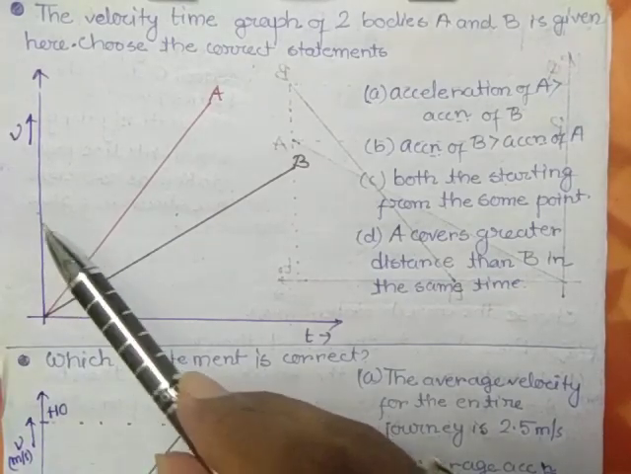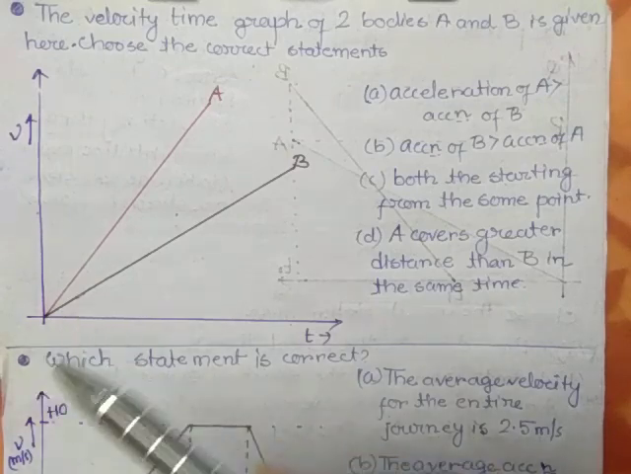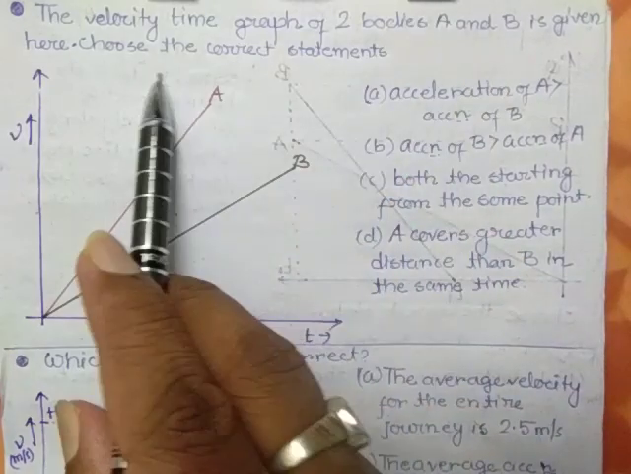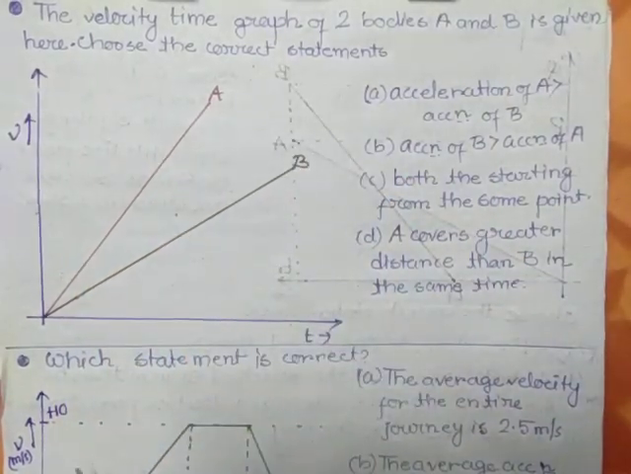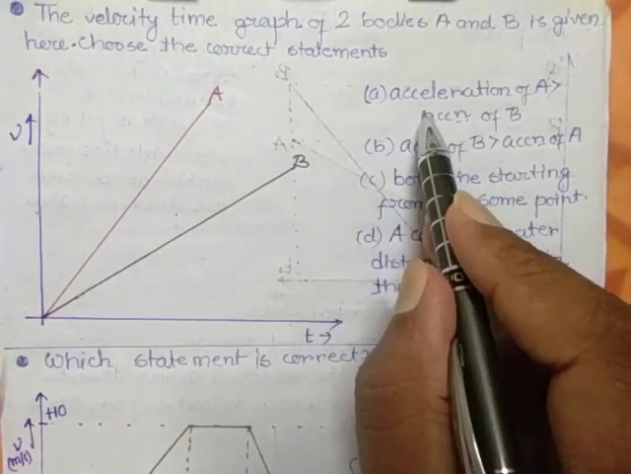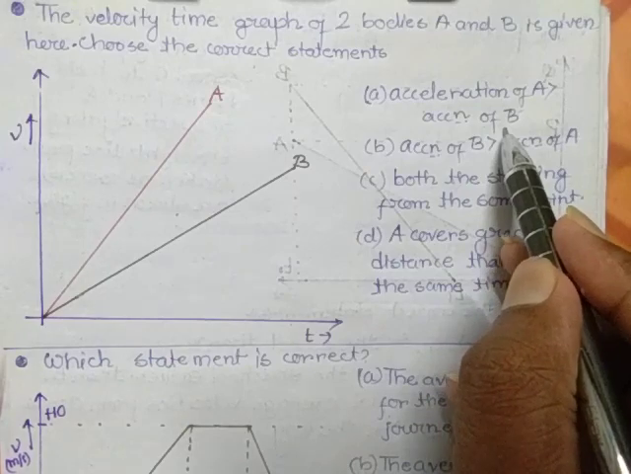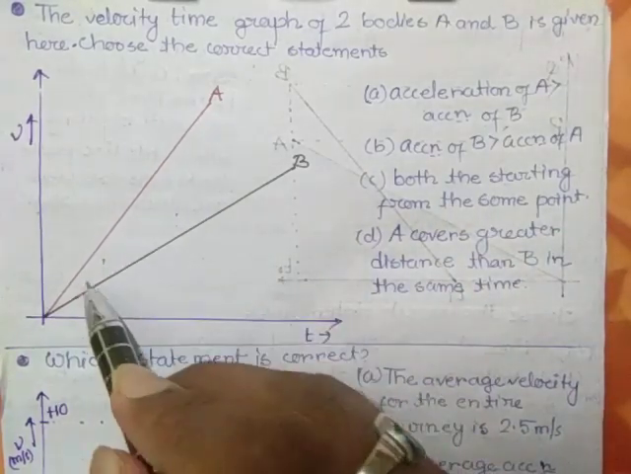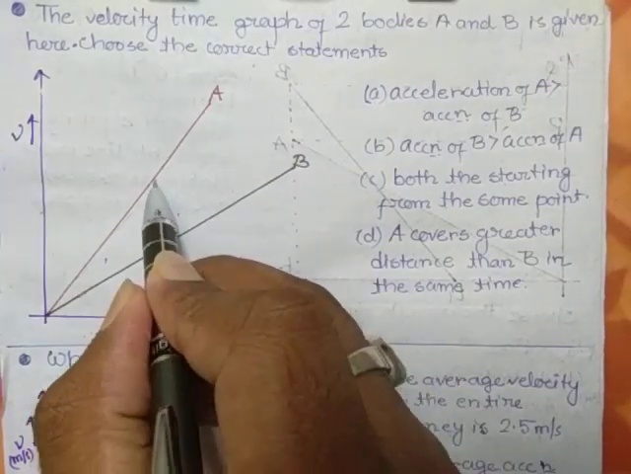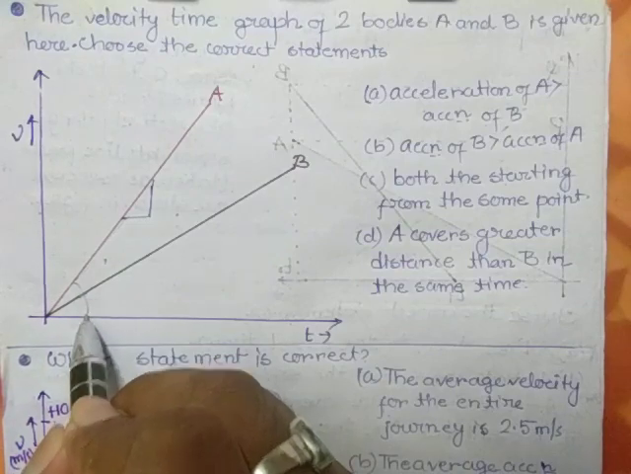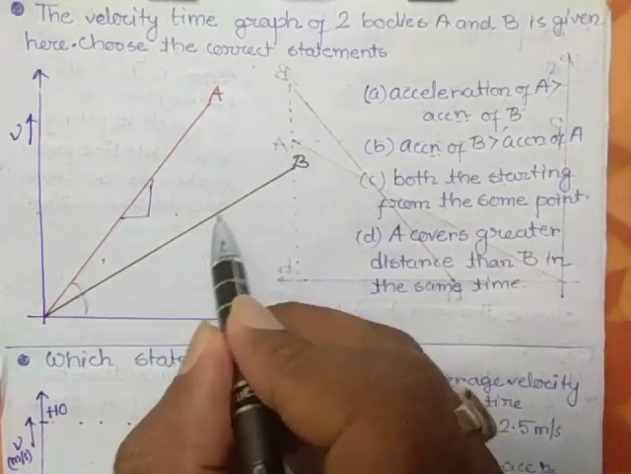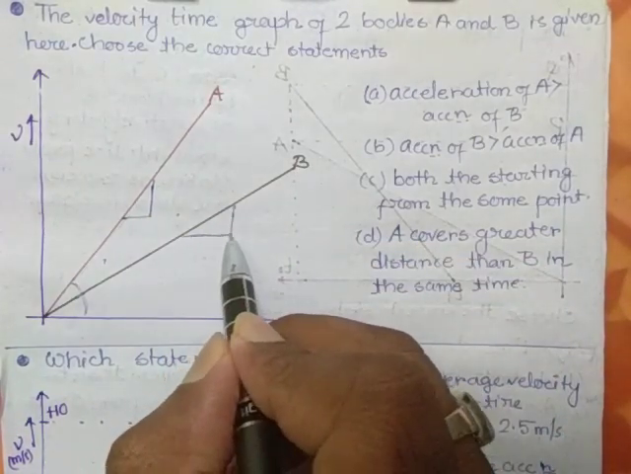Here this is basically the velocity versus time curve, and let us read what it says. The velocity versus time graph of the two bodies A and B is given here. Choose the correct statement. So just see what I can get from here. That the acceleration of A is greater than the acceleration of B. It is a velocity versus time curve, so its slope will give the acceleration. So the acceleration of A, if I take a slope here or if I take an angle here, in two ways the acceleration can be measured. The acceleration of B can again be measured by calculating the slope.